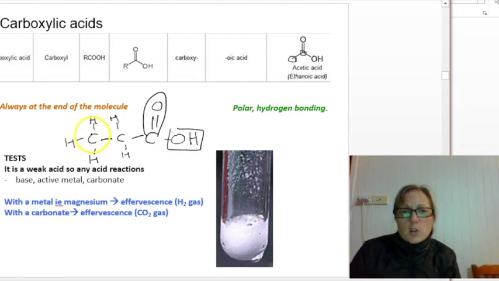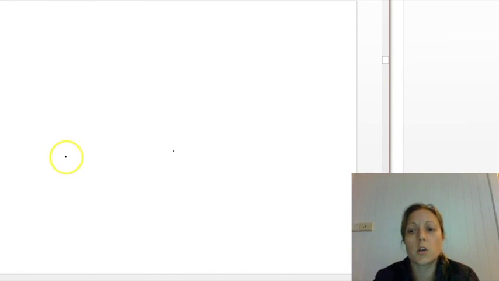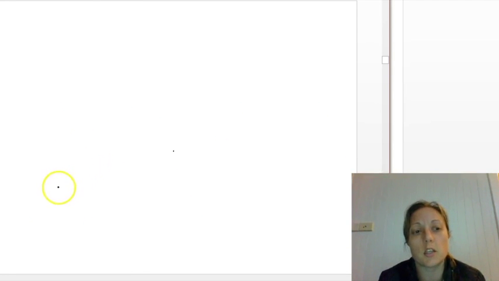Alright, and additionally, because carboxylic acids are an acid, it means that they donate a proton. So the proton they donate is this hydrogen here as part of the hydroxyl group. So let's take a look at the carboxylic acid in more detail. So let's take a look at ethanoic acid.